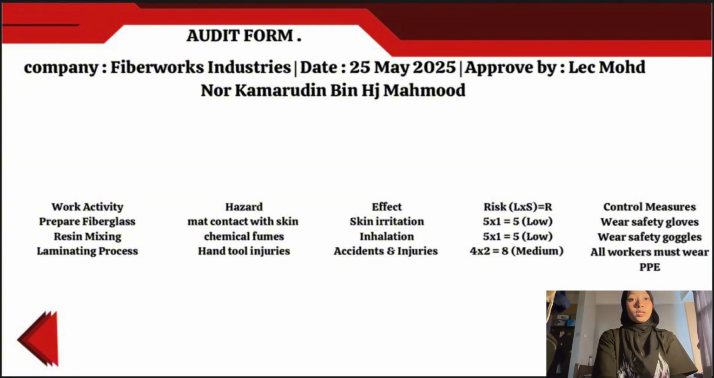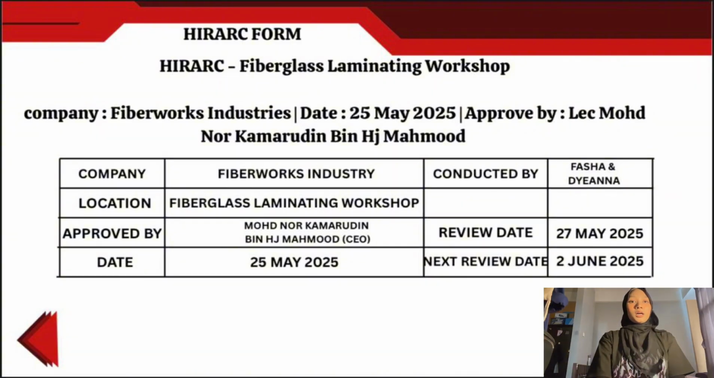For the audit form, the company audited is Fiberwork Industry on 25 May 2025. Some of the hazard identification includes skin irritation from fiberglass, chemical foam inhalation, and hand tool injuries. The control suggestions mentioned are wearing gloves, safety goggles, and full PPE, which means personal protective equipment. For the HIRAC form, the audit was at Fiberworks Industry in the fiberglass laminating workshop. It was carried out on 25 May 2025 by our team members and approved by the CEO Muhammad Nur Kamaruddin. The review date was 27 May 2025, and the next review is on 2 June 2025.